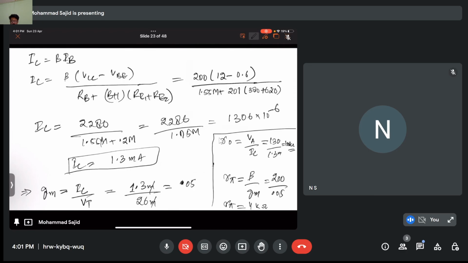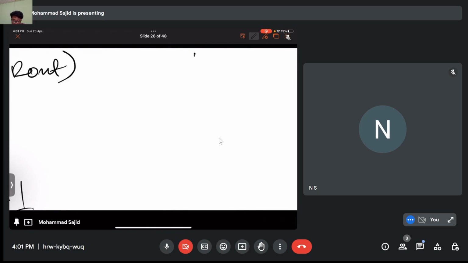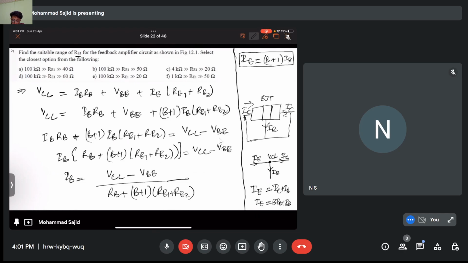Now we calculate these values, and we have these values with us. Okay, R pi is 4k, R naught is 100k, so the minimum is 4k, and GM is 0.05. So your RE1 should be greater than 1 by 0.05, which is 20, and less than the minimum of these two, which is 4k. Okay, so this one, right?